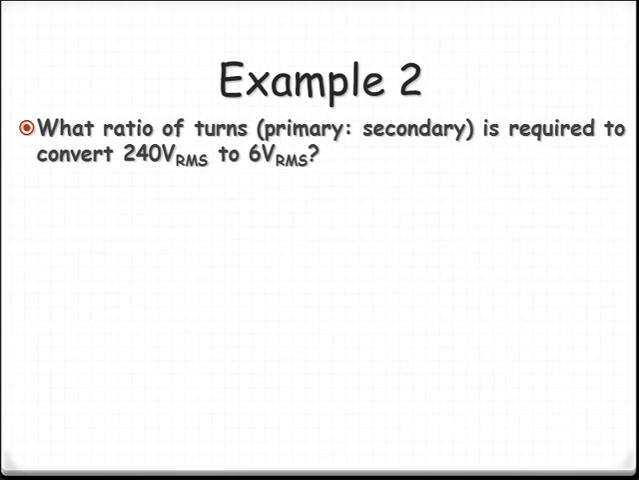Okay, second example. What ratio of turns is required if we want to go from 240 volts to 6 volts? So this is a ratio, not a given value. So basically, if we're talking ratios, we're just going to say 240 to 6, or simplifying down, we'll divide both sides by 6, and we get a ratio of 40 to 1. So for every turn in the secondary, we need 40 more turns in the primary.